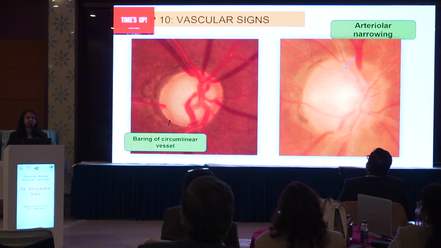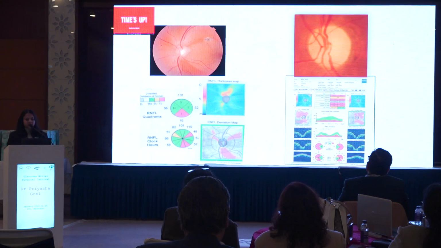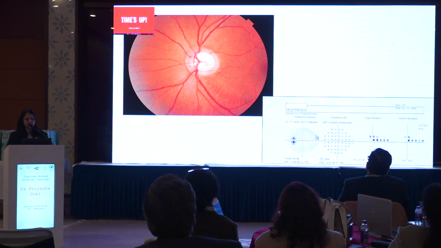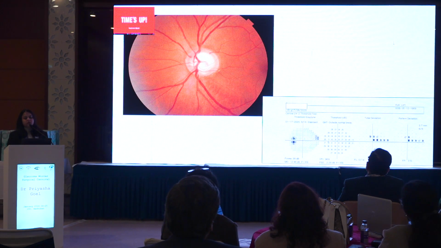And then comes the last step, vascular signs like bearing of circumlinear vessels, bayoneting sign or arterial narrowing in glaucoma, which is found again near the part of thinning. These are a few examples where you can see a notch is associated with the superior. So if in investigation we find any defect, then we need to clinically correlate it, and that's why disc evaluation is important.